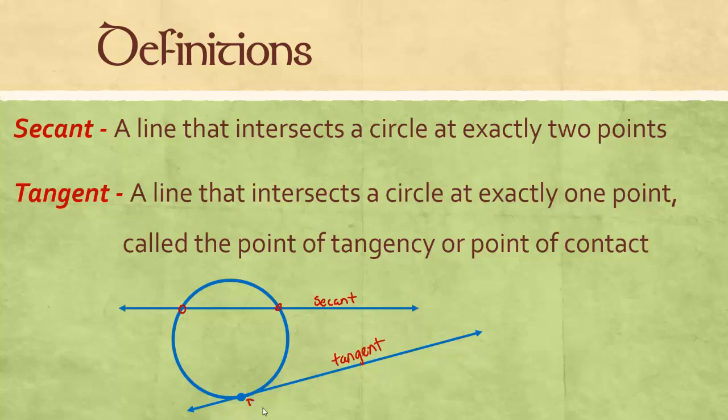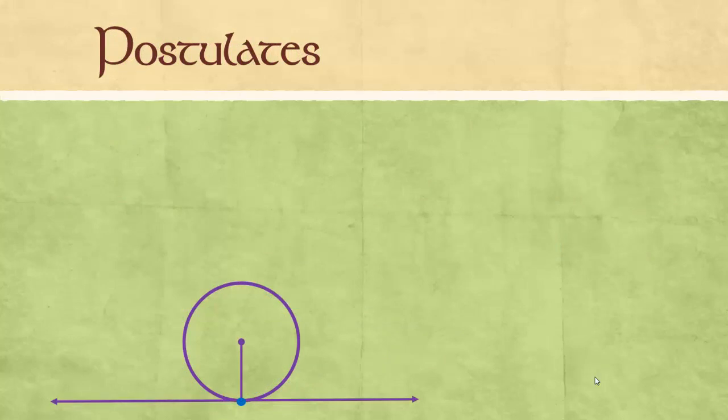And this point right here is called the point of tangency, or the point of contact. Just so you know, in case you're told that something's a point of tangency or a point of contact, you know what it's in reference to. Alright, let's go on to some postulates.